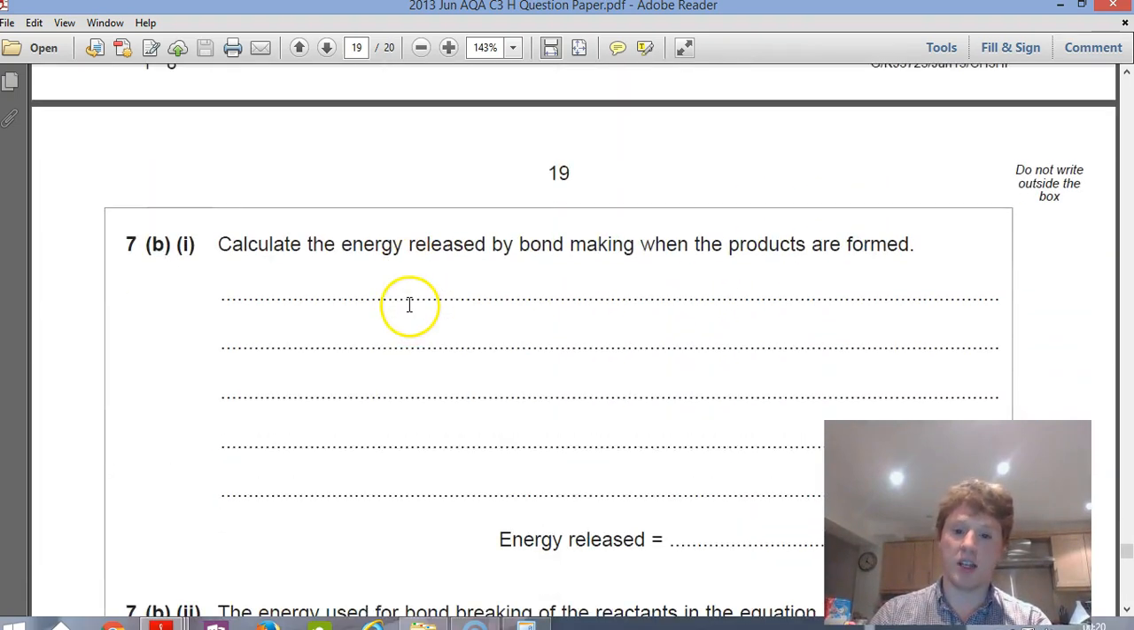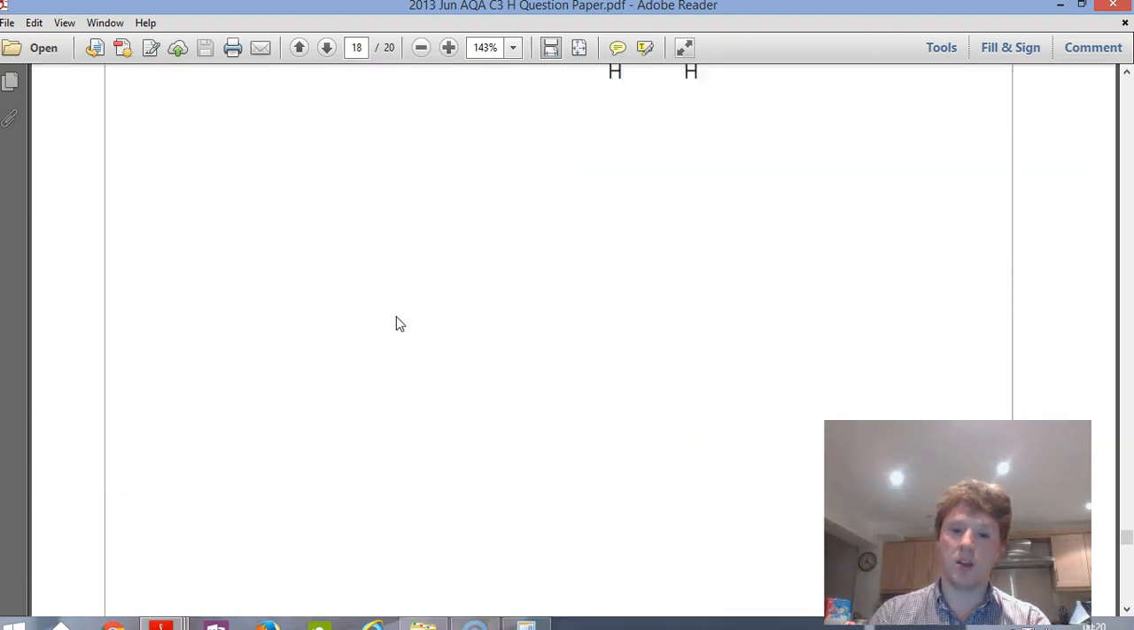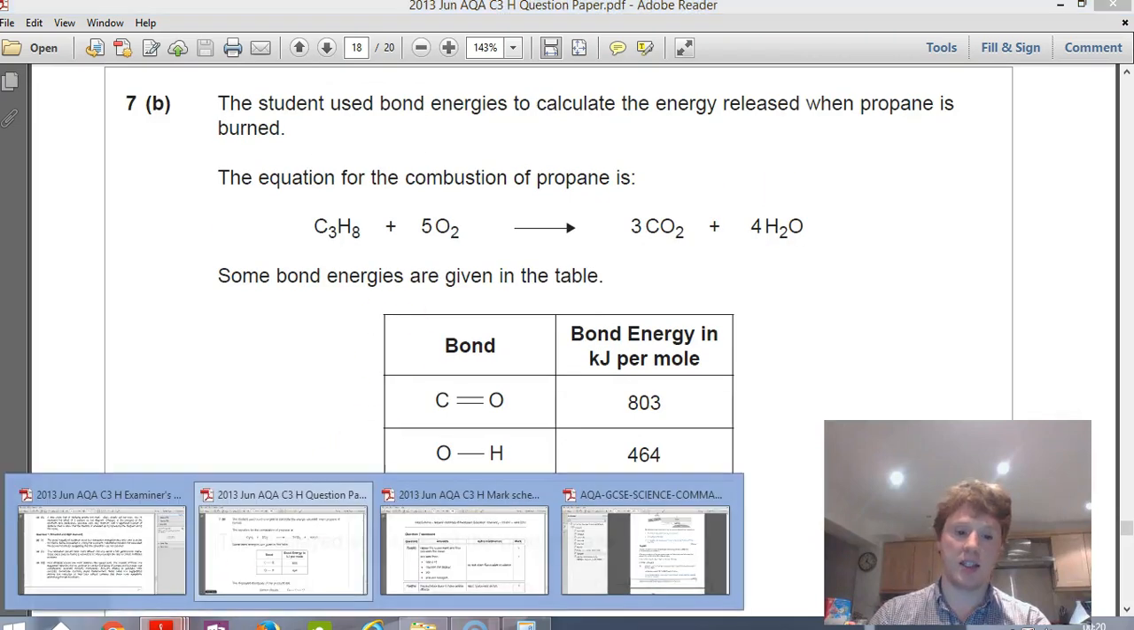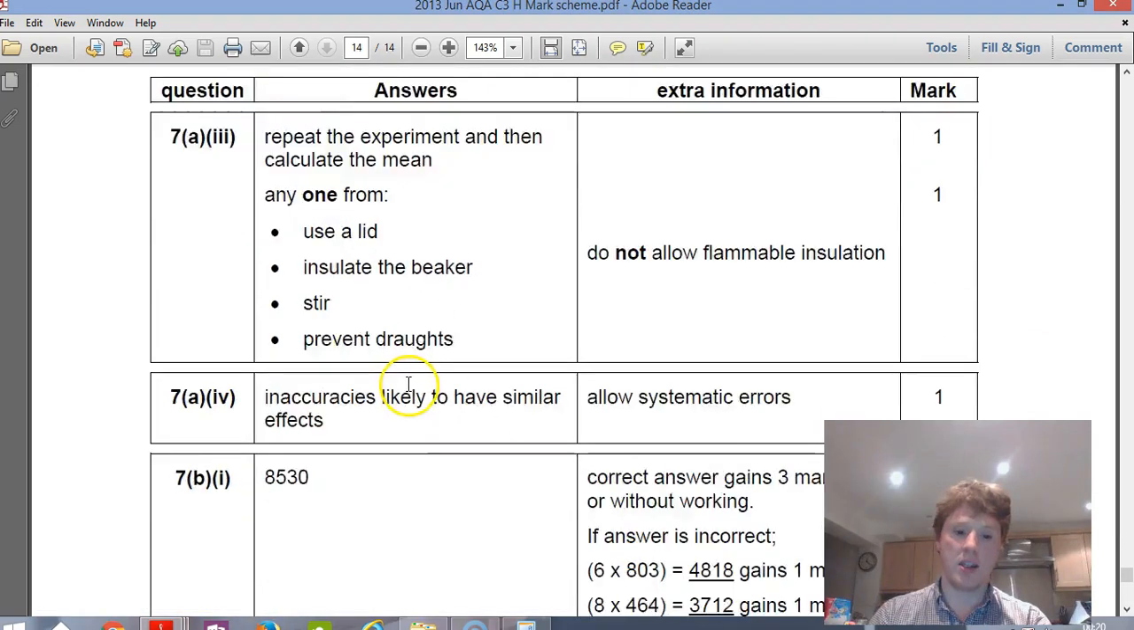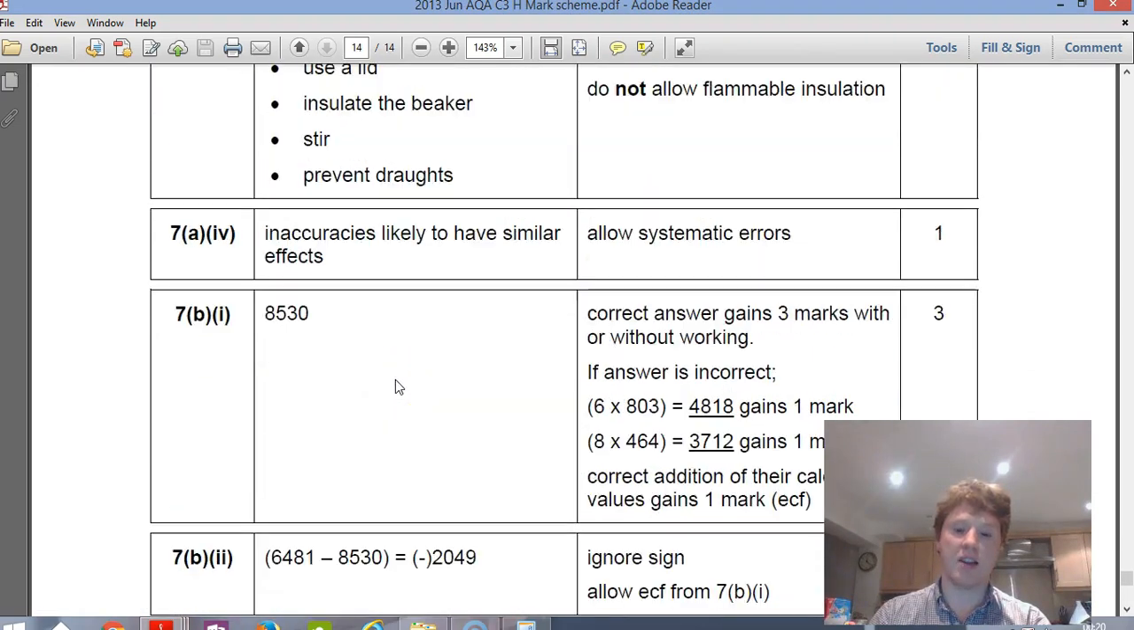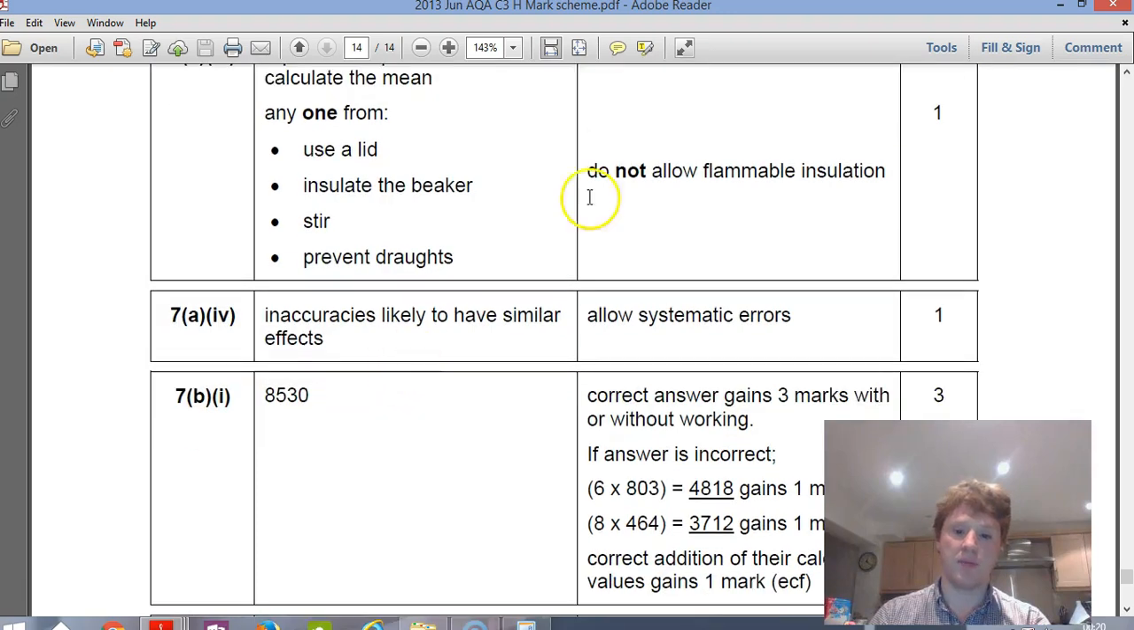What do you need to do with this energy? What is the energy released? Off you go. Right, so there you go. Let's see. The energy released is 8,530. How did they get to that answer?